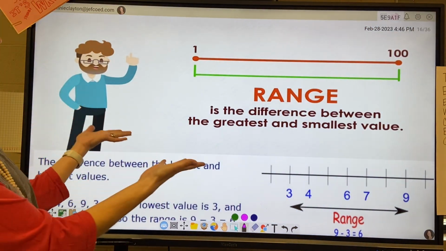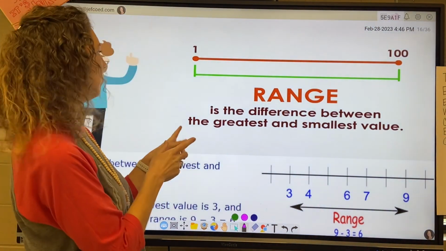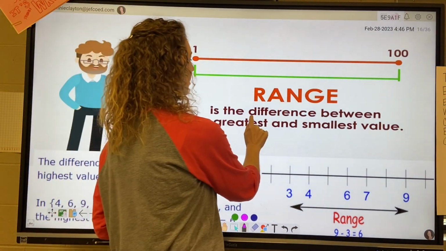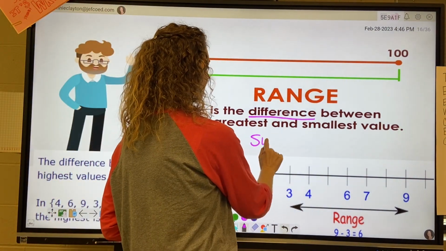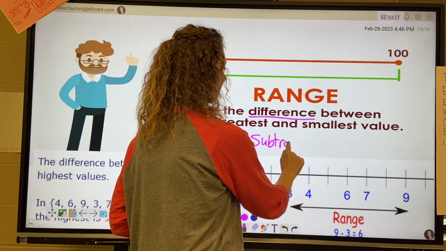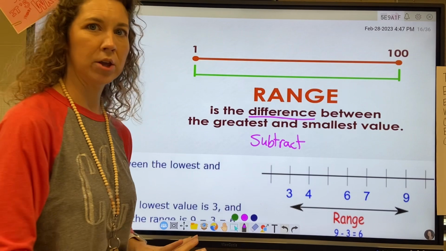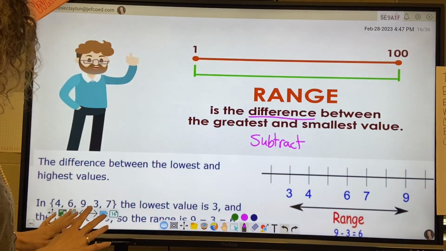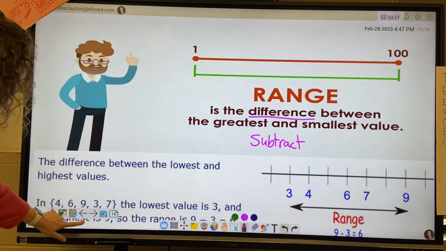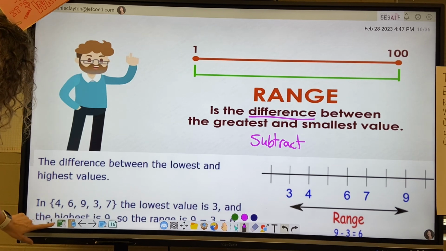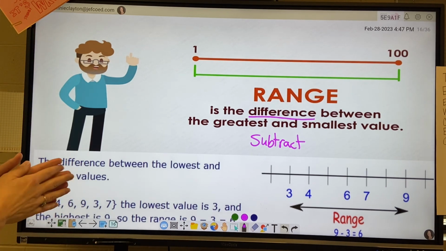Here's another example of range. Range is a difference. Difference means to subtract between the greatest and the smallest value. All right, so let's see. I'm gonna move that down. There we go. The difference between the lowest and the highest values.